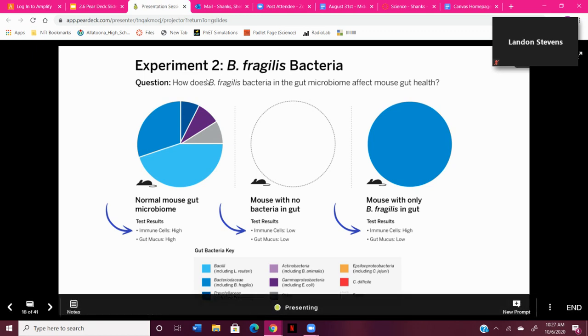All right, this is the B. fragilis bacteria. This first chart, we've seen this multiple times. It's a normal mouse gut microbiome. Test results are below. This is the control that I've talked about, the one in the middle, a mouse with no bacteria in the gut, no good bacteria, no bad bacteria. The test results are below. This last one is the mouse with B. fragilis in the gut. Okay, it is a good bacteria. We can see down here the gut bacteria key. We know which ones are good bacteria. We know which ones are bad, right? The orange and the red, the C. difficile and the C. jejuni, are the bad bacteria.